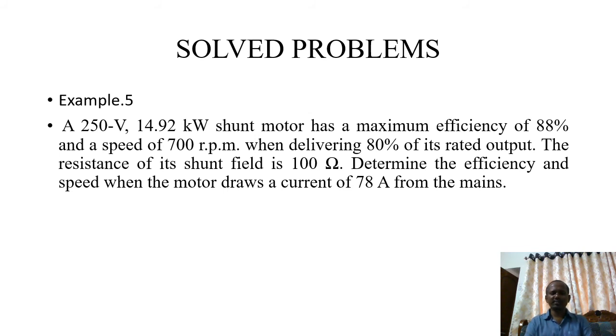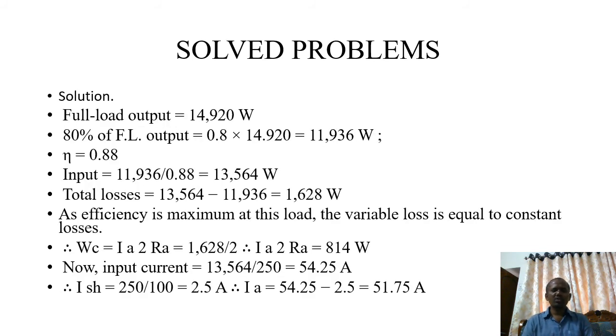So given data is, efficiency is given, that is 88%. Rotation of the machine speed is given 700 rpm. Output is 80% when delivering. The resistance of the shunt field is Rsh, that is equal to 100 ohms. You can calculate by using this data the efficiency of the machine, and when the motor draws current of 78 ampere from the mains. So one by one you can note this data.